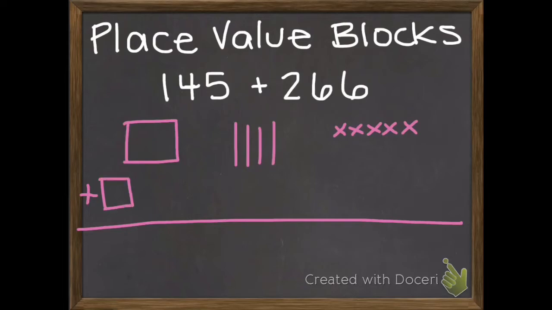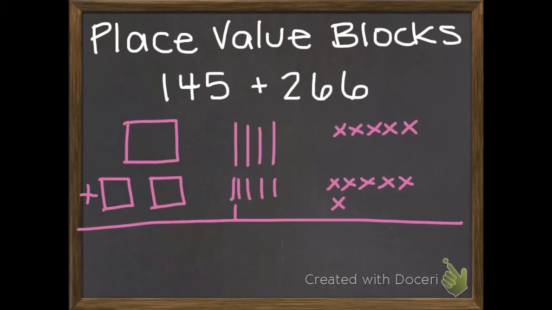So I'm going to build 200, there's 60, and 6. So all I did was build 145 and 266. And I'm just looking at it like it is place value blocks like we use in the classroom. I always start with my ones. If I look at the ones here, I have a total of 5 plus 6, which equals 11.